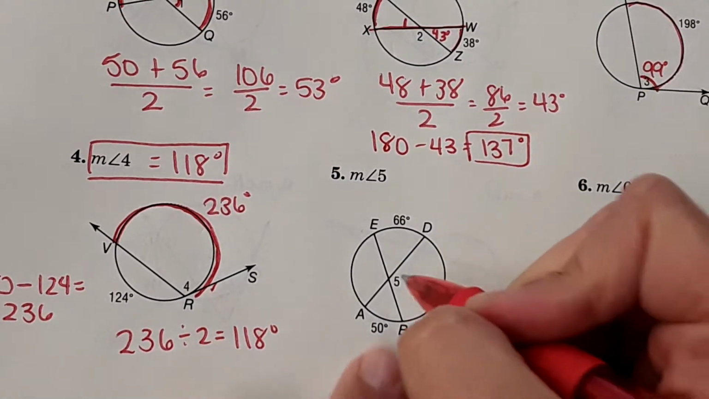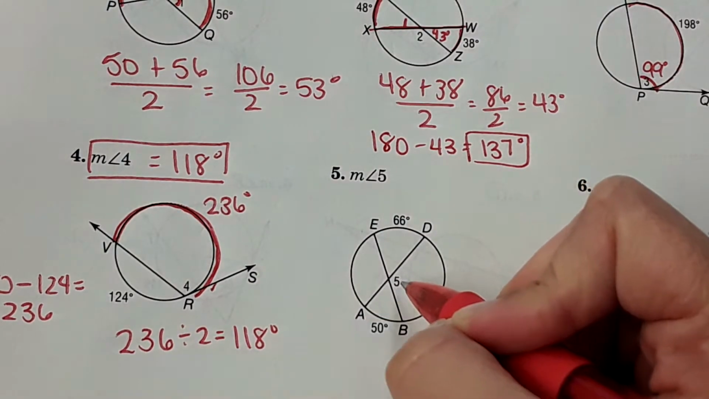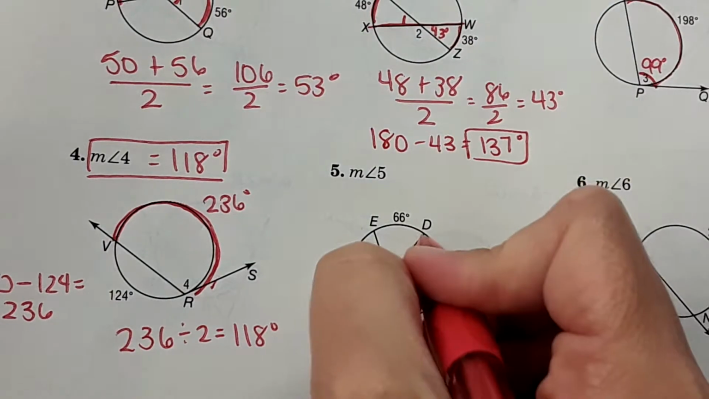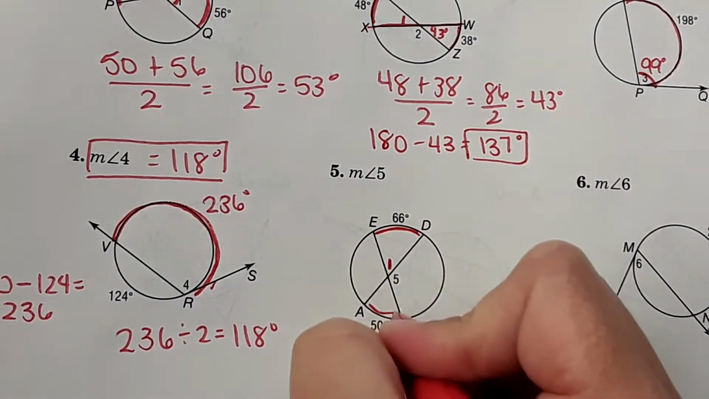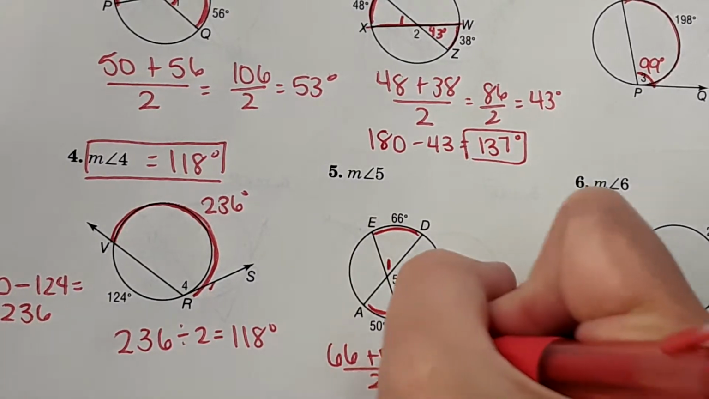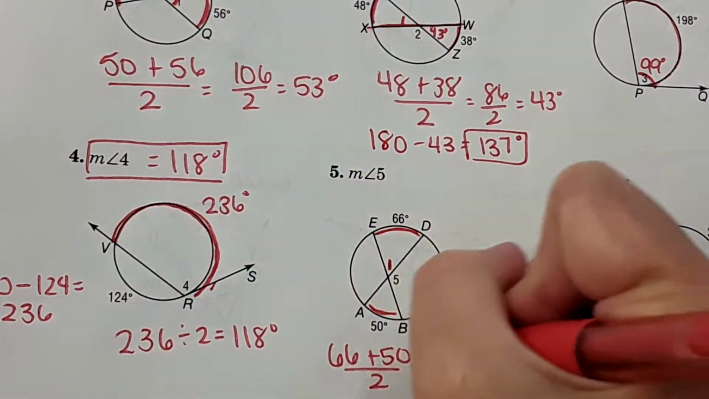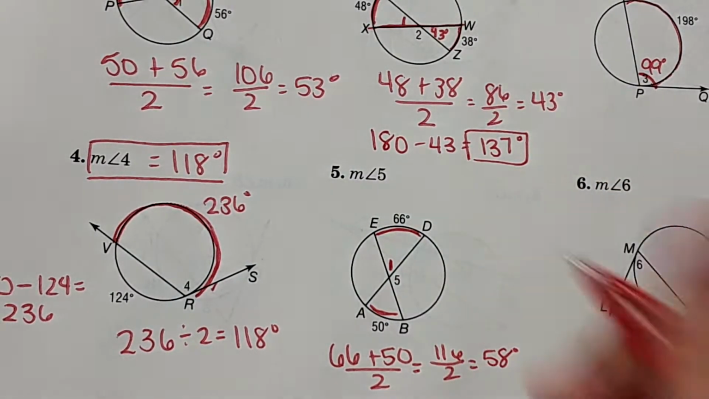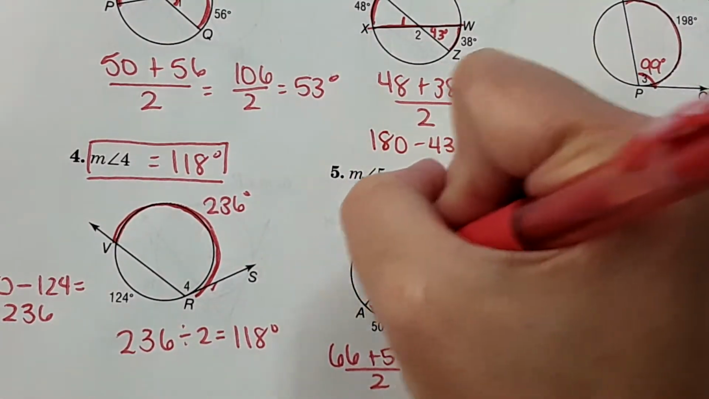Number 5. To find this angle measure, we're actually going to find this one first. We can find this angle measure by getting the average of these two arcs. 66 plus 50 divided by 2. 116 divided by 2 equals 58 degrees. So that's this angle.